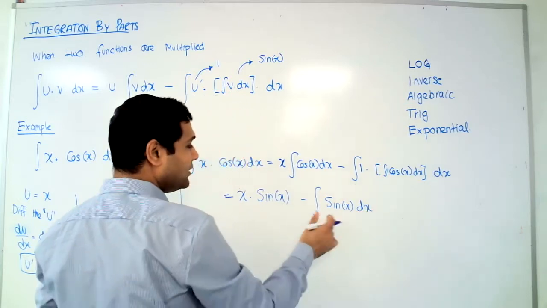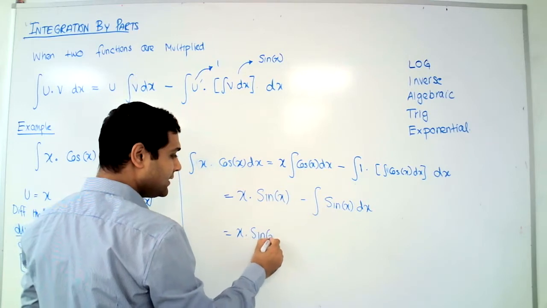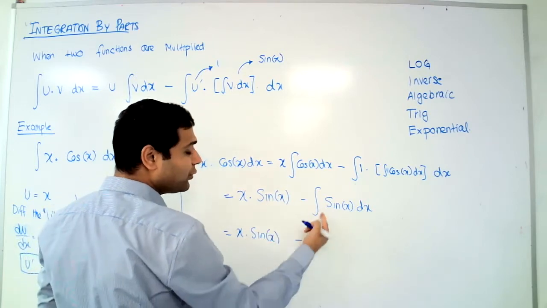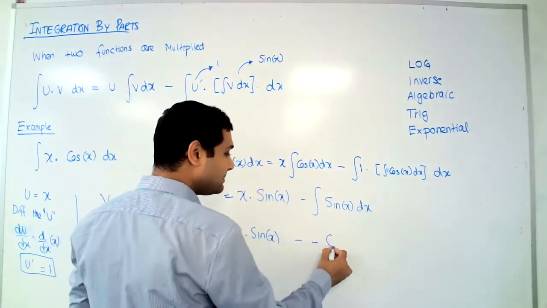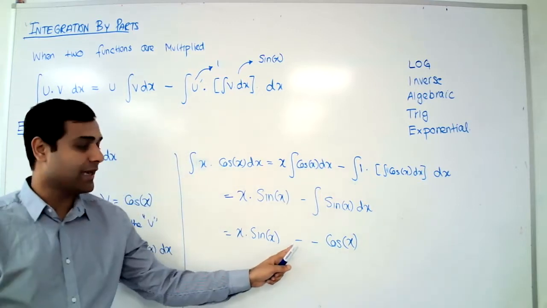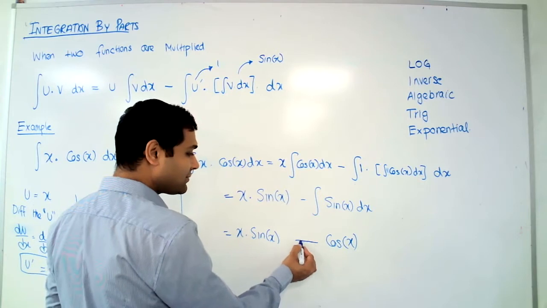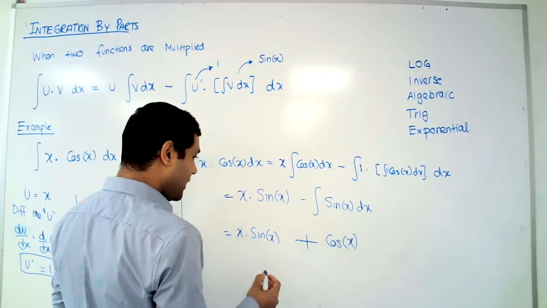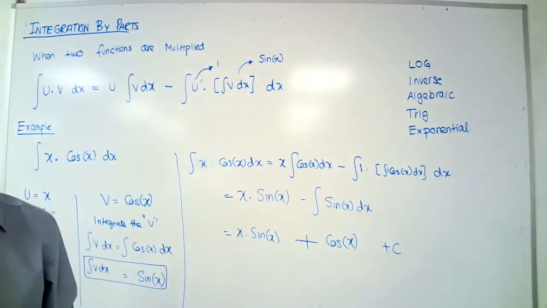Now I need to do this one. This one is sorted, this is done, but this one I have to do. What's the integration of sine x? It's minus cos x. Okay, and there's a minus, and then there's another minus. Minus makes a positive, so I can just cross that one out. Do not forget the plus c. That's it. This is how we do integration by parts.